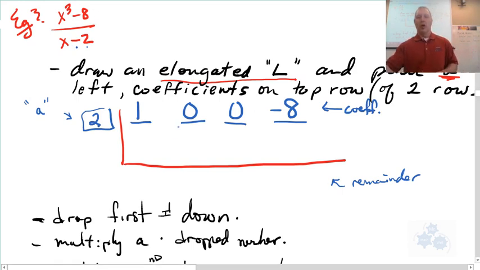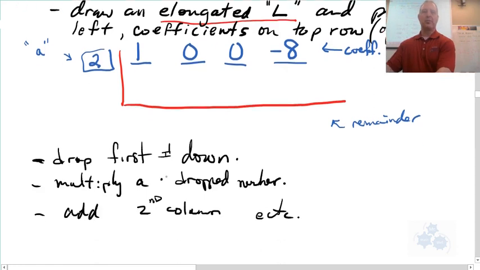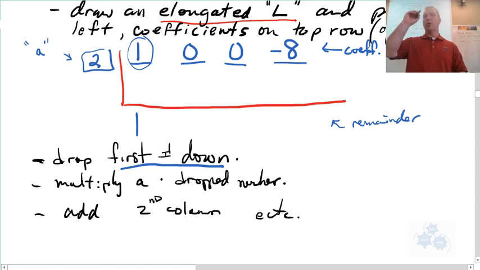Okay, so here's what we do. The rules are kind of down here. I've just got them scribbled down here. Drop the first number down. That's the first number in the coefficient list. You drop it down and put it underneath the elongated L sign. That's going to be the first coefficient of the leading term of your quotient. It's always going to be the same. In all the examples that we did, that's what we noticed. The quotient always had the same coefficient as the divisor. So drop that down. So that comes down just right there.